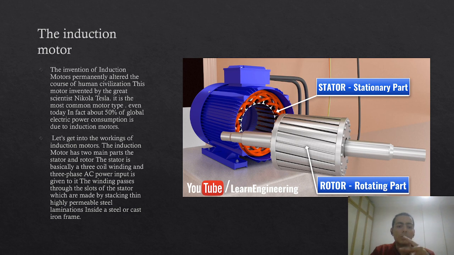The induction motor has two main parts, the stator and the rotor. The stator is basically a three coil winding, and the three-phase AC power input is given to the winding, which passes through the slots of the stator. The stator is made by stacking thin, highly permeable steel laminations inside a steel or cast iron frame to protect the stator, and it is made of laminations to reduce the leakage of the stator magnetic field.